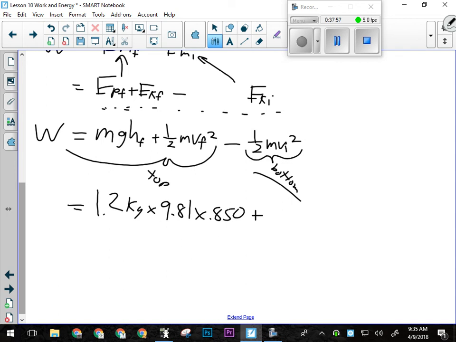I'm going to add to that my kinetic energy at the top, which will be 1/2 times the mass, 1.2, times 4 squared, because they said in the question I'm moving at 4 meters per second at the top of the ramp. And then I'm going to subtract from that the energy I had at the bottom of the ramp, which was all kinetic. So 1/2 times 1.2 times 1 squared. Did I have very much energy at the bottom of the ramp? No, wasn't moving very fast. Had no potential energy.